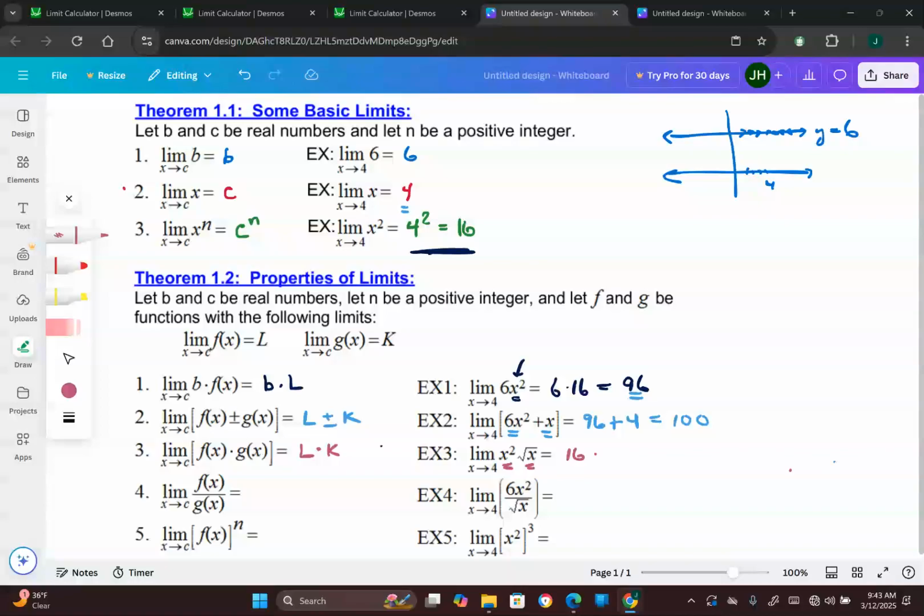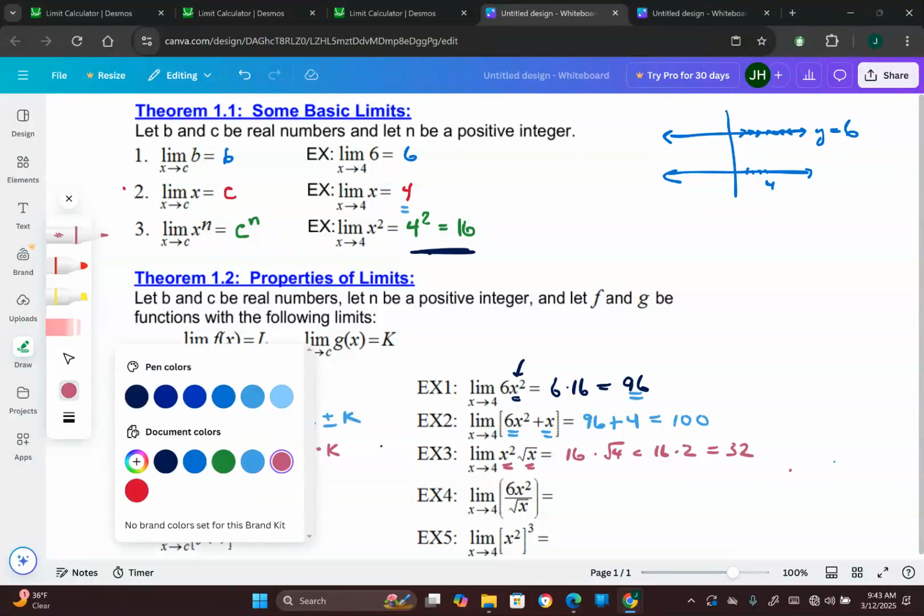Now, when we talk about roots, the square root of x is a continuous function at 4. So we can just plug in 4. This would be 16 times 2, which is 32.